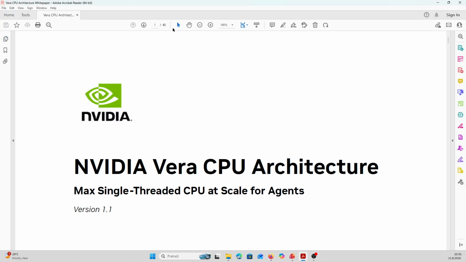which can be seen here. It has 45 pages, and it is called NVIDIA Vera CPU architecture, max single thread CPU at scale for agents. So this is mostly for agents or efficient agents. Okay.